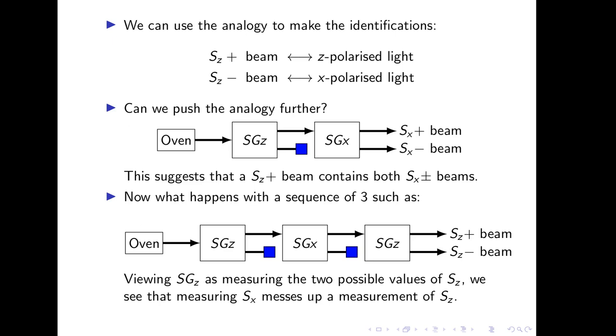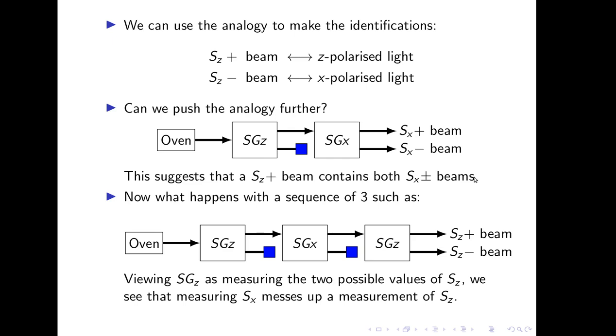So we vary things. Up to here, this is just the analog of the Z polarizer. We send in SGZ and block the Sz minus beam and let the Sz plus beam go through. It goes through this, and what you get is again two beams: an Sx plus beam and an Sx minus beam. This suggests that the Sx plus beam in some sense contains both of these.